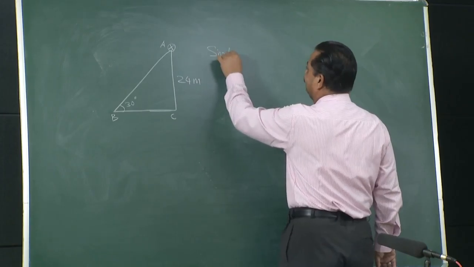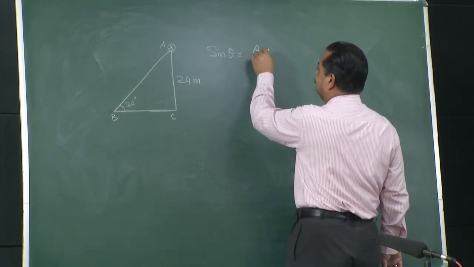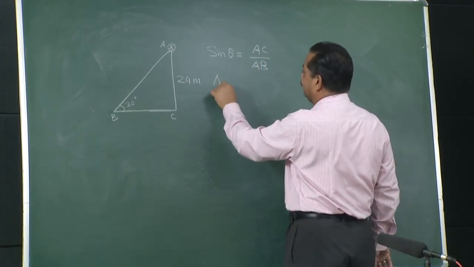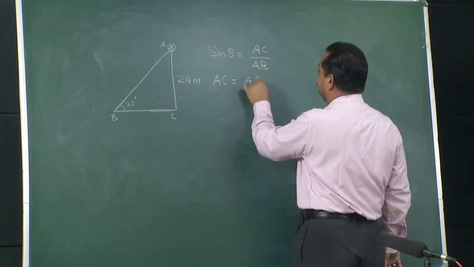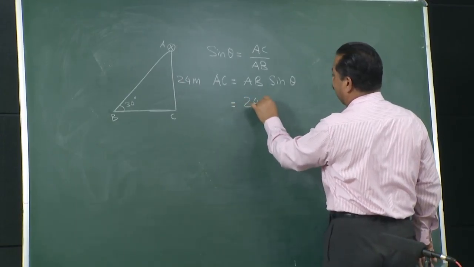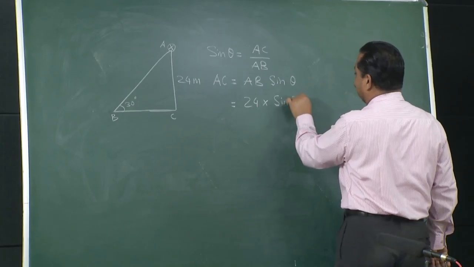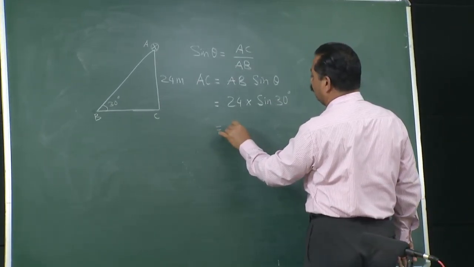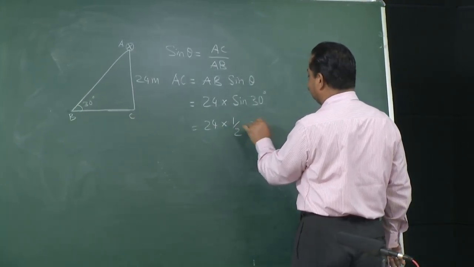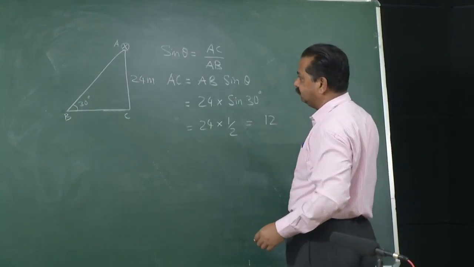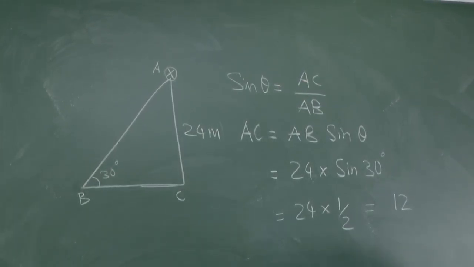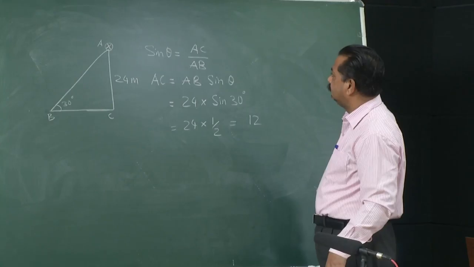So AC upon AB is sin theta. Sin theta is AC upon AB. So we have AC is AB sin theta, AB is 24 into sin 30. Sin 30 is 1 by 2. 24 into 1 by 2 comes to 12.